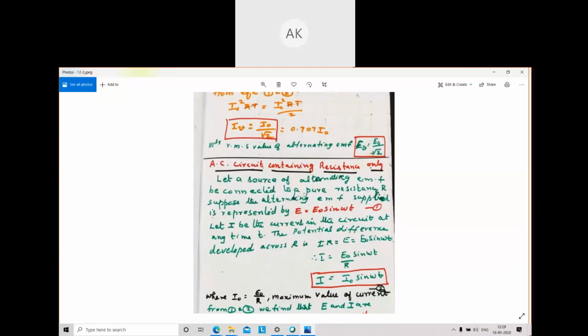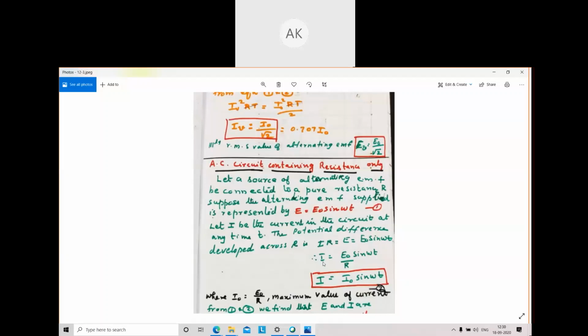AC circuit containing resistance only. First, what you have to write? First, you have to draw the figure: a resistor and an AC source. EMF applied, E equal to E0 sin omega t. What is the corresponding current in the circuit? I into R is the voltage across the resistor. So I into R is the EMF. EMF applied will appear as the voltage across the resistor. So I into R is the EMF applied, which is also equal to E0 sin omega t.